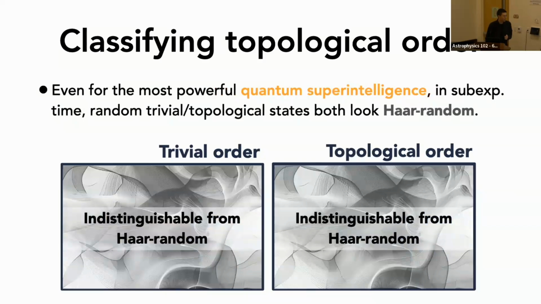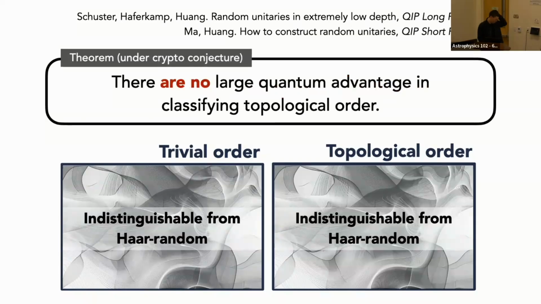However, what we were able to prove, essentially using a similar strategy, that short time is indistinguishable from long time, is that even for the most powerful quantum superintelligence of the future, in time that's exponential in correlation length, random, trivial, and topological order states would both look random, and hence it would also not be able to distinguish them. Together, these statements establish the following result. Some version of the theorem is also in the paper Random Unitaries in Extremely Low Depths, where we showed that under a standard cryptographic conjecture, there is also no large quantum advantage in classifying topological order. Because when the correlation length is short, the classical AI agent can also do it efficiently. On the other hand, when the correlation length is large, both classical and quantum AI agents just fail.